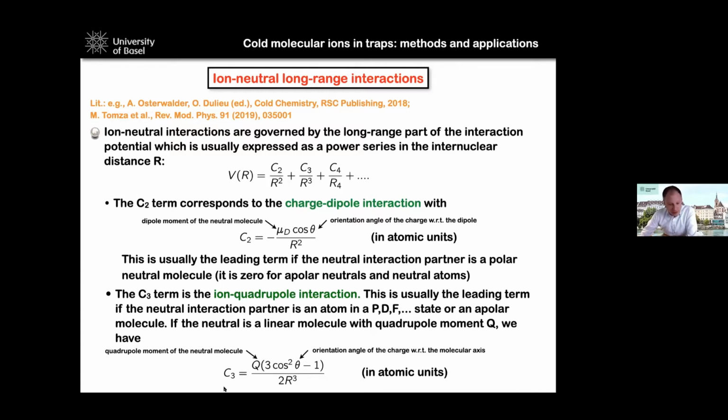And if it's a molecule, then the C3 term is usually expressed in this form here. So Q is the quadrupole moment of the neutral molecule, right? So if we stick to a linear molecule, then this is usually taken as the largest entry in the quadrupole tensor. And then again, we have an orientation dependence here expressed with this cosine squared of theta term.